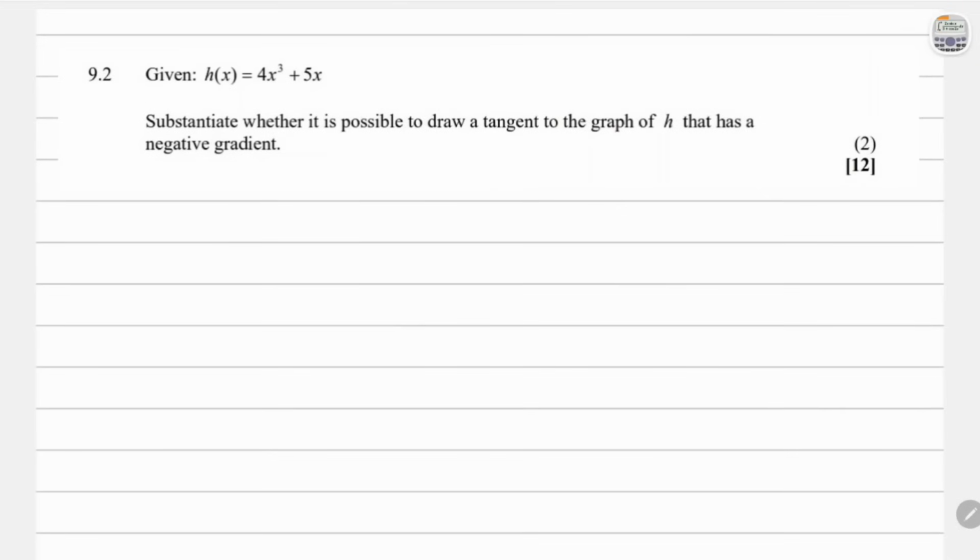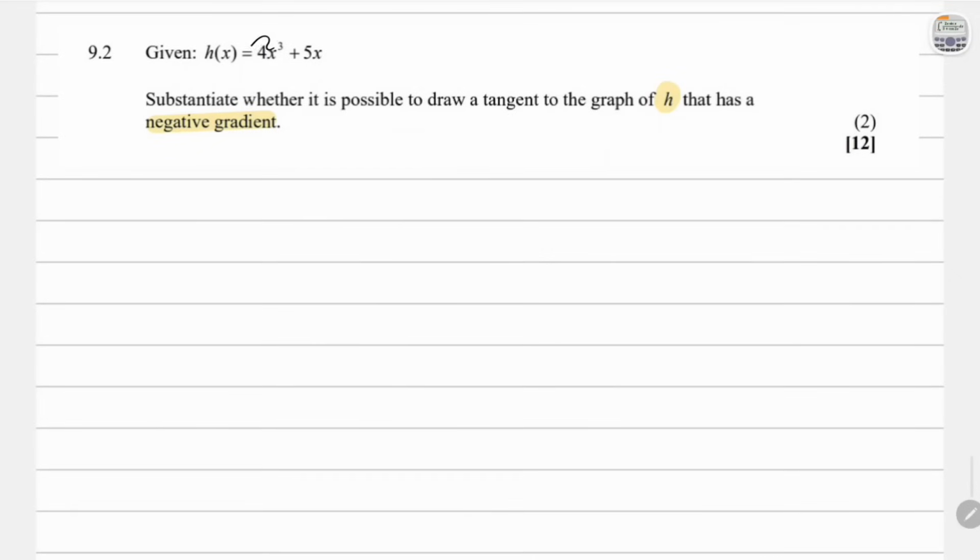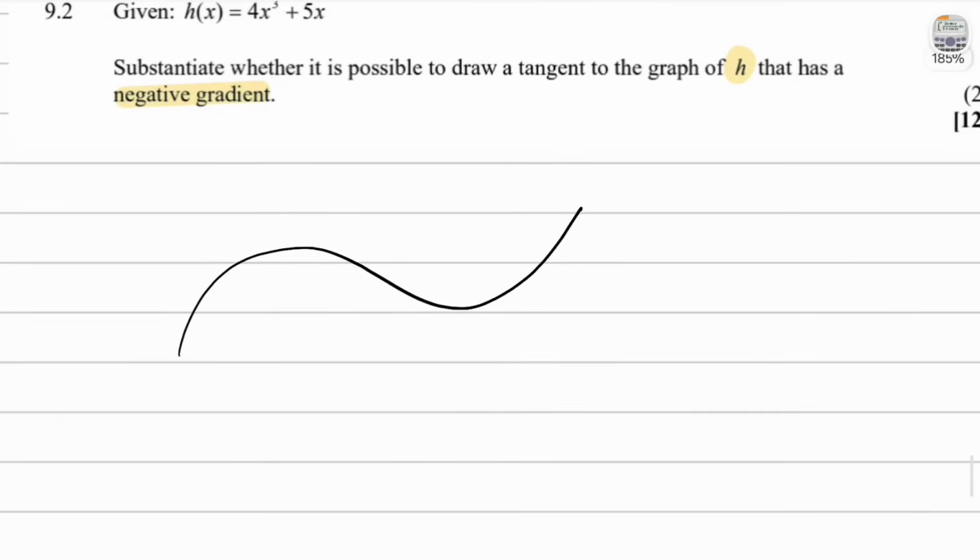Question 9.2 says, given h of x is equal to 4x cubed plus 5x. Substantiate whether it is possible to draw a tangent to the graph of h that has a negative gradient. Okay, we need to tell them whether it is possible to draw a tangent to this graph. So it's a cubic function. Maybe it looks like this. So it's that positive one. So we have this, and they need us to find out whether we can actually draw a tangent with a negative gradient to this graph.